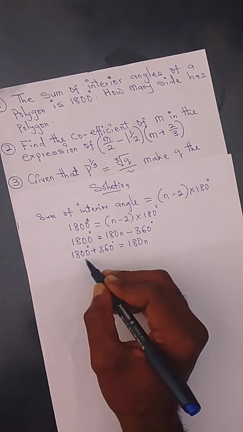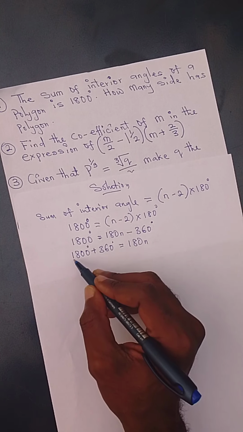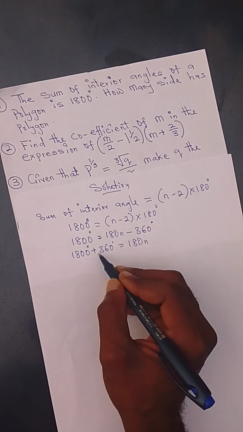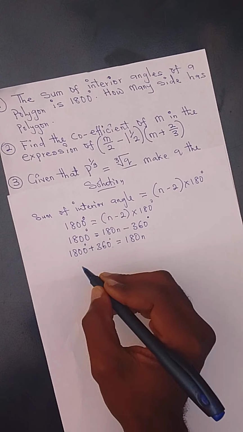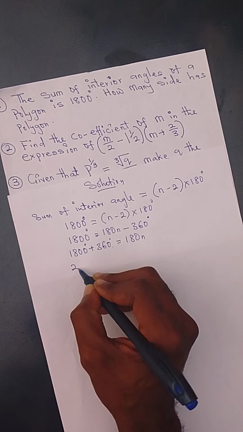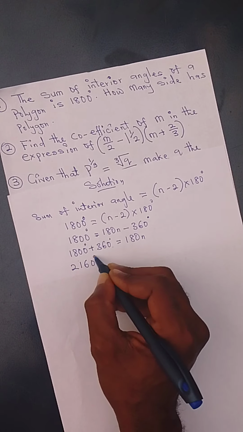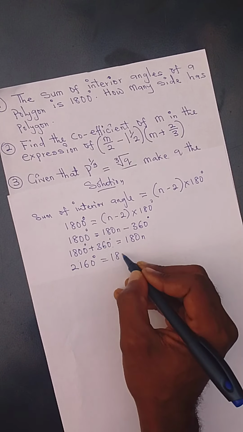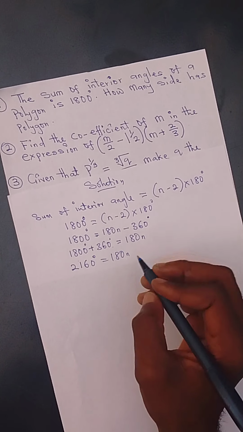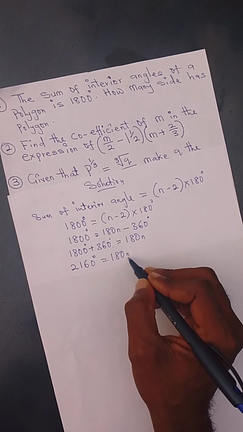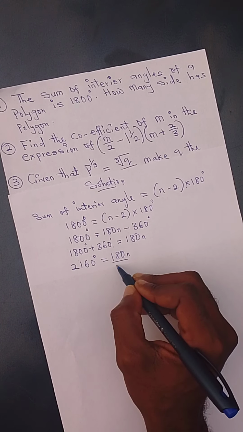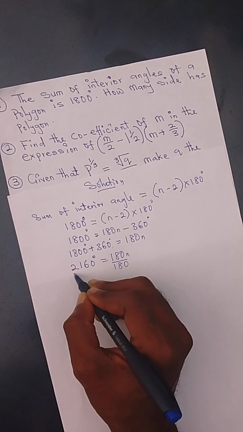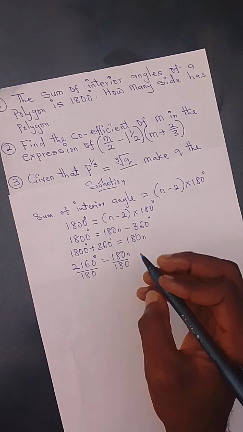So now let's add this together. 1800 degrees plus 360 degrees. So that's going to give us 2160 degrees equal to 180n. So now to get the value of n, don't forget that this n is the number of sides. So we divide both sides by the coefficient of n, which is 180. So divide here by 180 also.